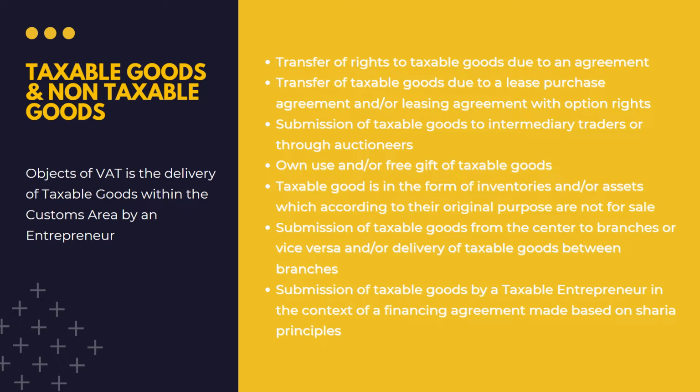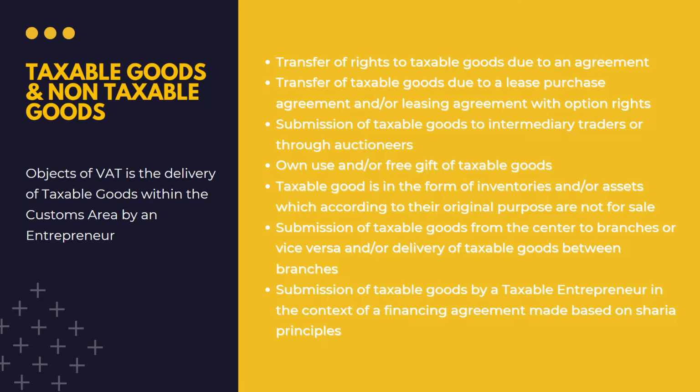Next is taxable goods in the form of inventories and or assets which according to their original purpose are not for sale, which are still remaining at the time of the dissolution of the company. This is because the condition is equated with self-use.